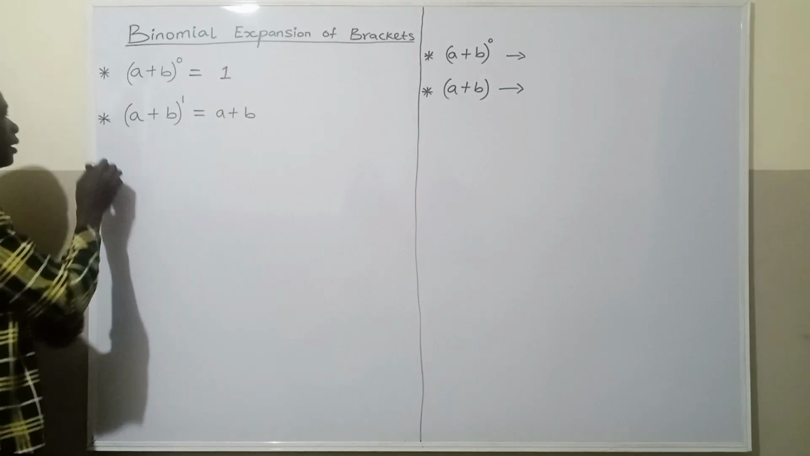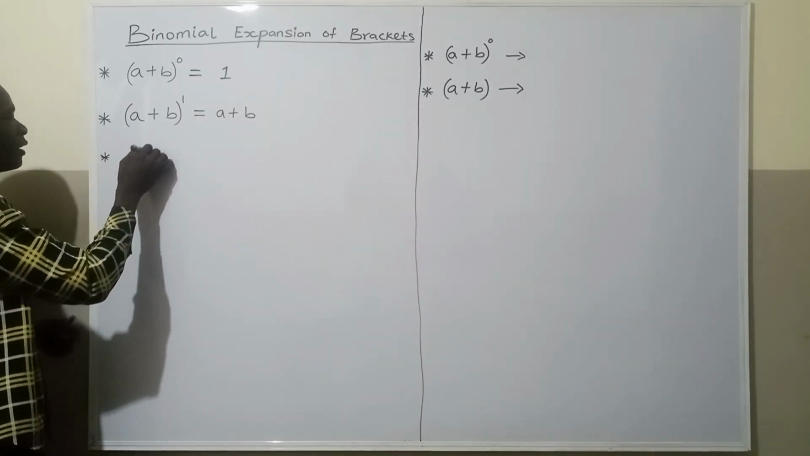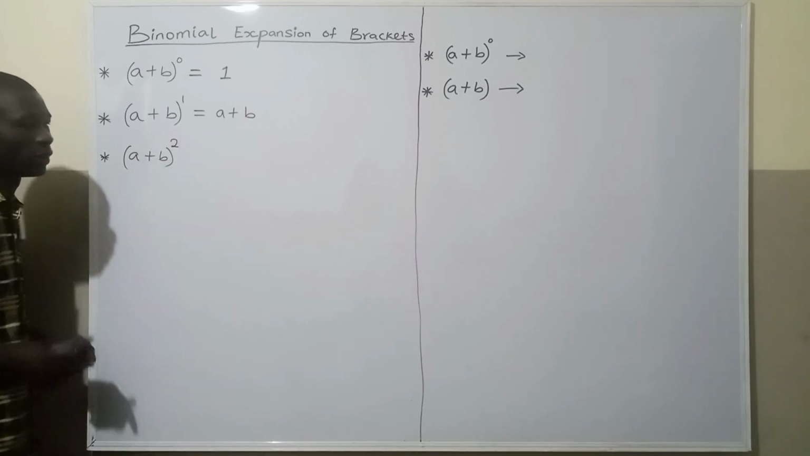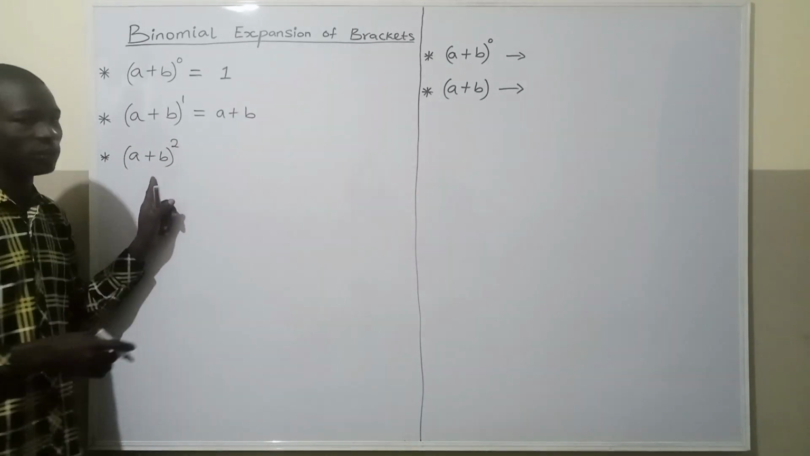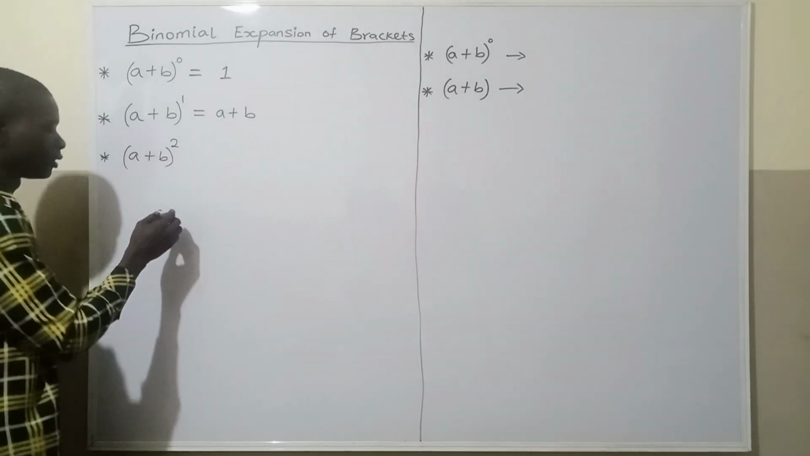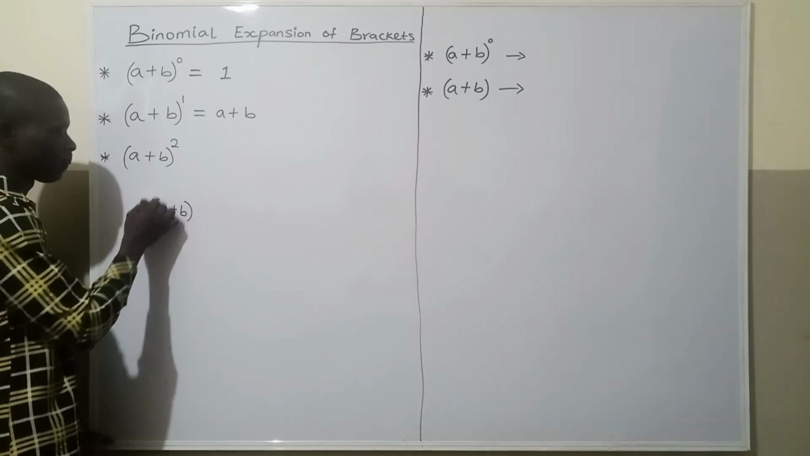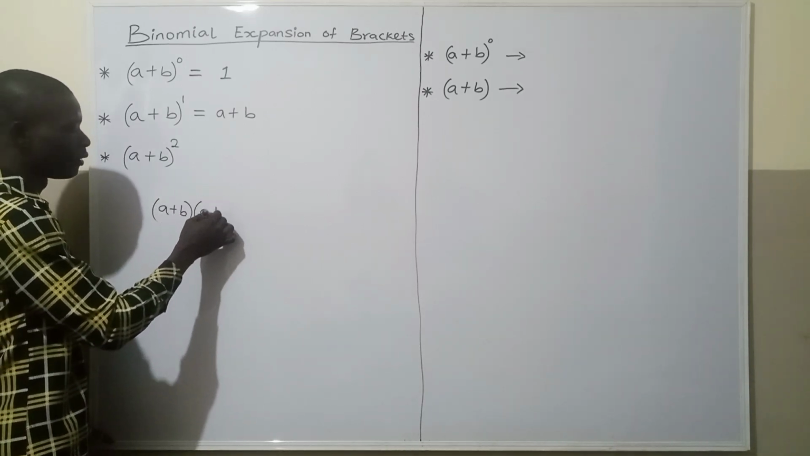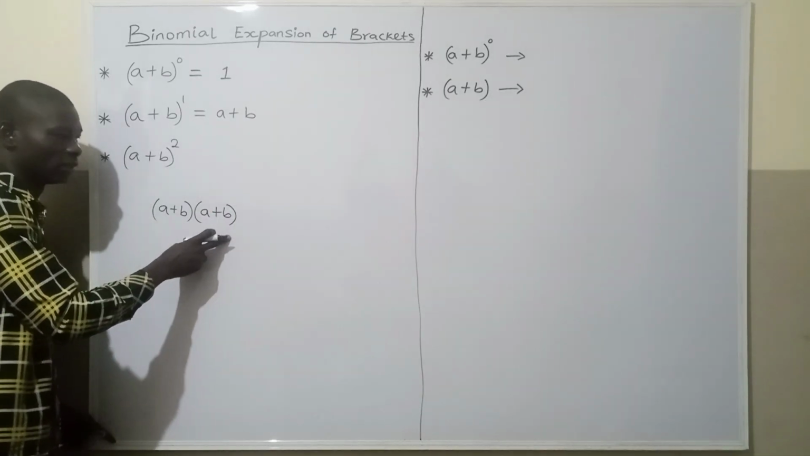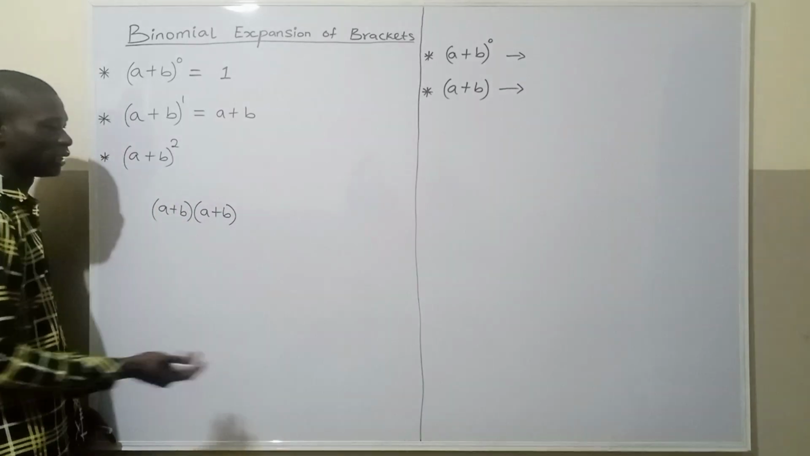Now, the next one we are going into, which is where little work will start to come in, that's where we are going to have a plus b both in bracket, and this time around they will be raised to power 2. And when we have a plus b in bracket raised to power 2, what is expected of us is a plus b in the first bracket multiplying a plus b in the second bracket. We are going to have to expand this bracket, and that is where the idea of binomial expansion or expansion of brackets sets in.